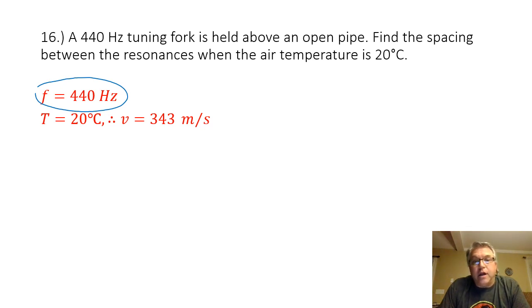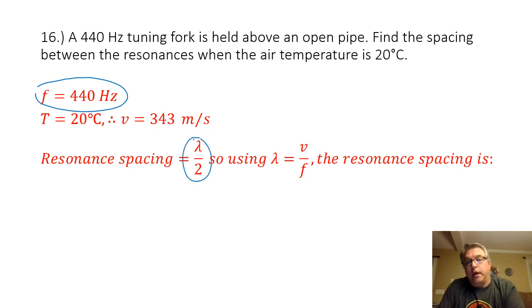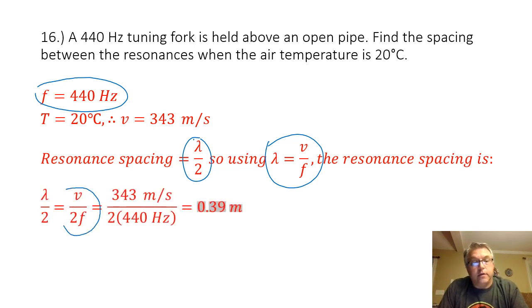Now I know in a closed pipe, the spacing between my resonant frequencies is going to be 1/2 a wavelength. So if I use this 1/2 of a wavelength and I combine it with my wave speed formula solved for wavelength, that is going to tell me that the resonant spacing is going to be equal to the velocity of the sound wave divided by 2 times the frequency. So 343 meters per second divided by 2 times 440 Hertz will give me a spacing of 0.39 meters between my points of resonance.